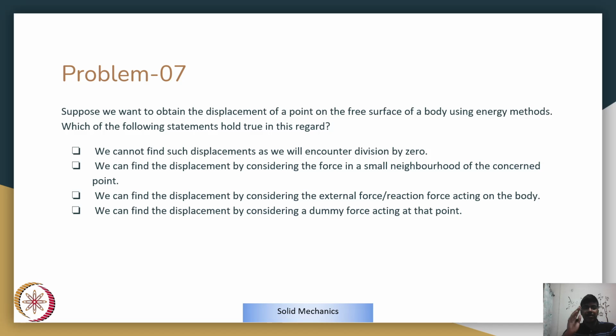Problem 7. Suppose we want to obtain the displacement of a point on the free surface of a body using energy methods. Which of the following statements holds true in this regard? The first statement is we cannot find such displacements as we will encounter division by 0. Before I go through the statements, I'll just draw the diagram. You have a body like this.